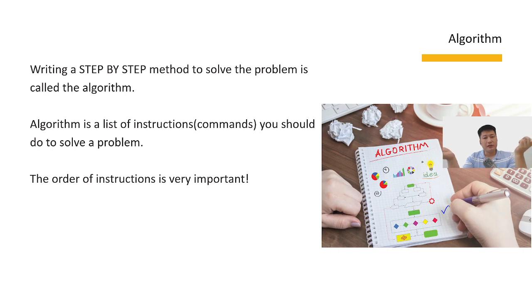So simply, what is an algorithm? An algorithm is just a list of commands, or a set of commands in some order. Okay, so an algorithm is just some commands in the right order. And if the order is not correct, then your algorithm cannot solve the problem. It should have the right order of instructions or commands. So this we call an algorithm.